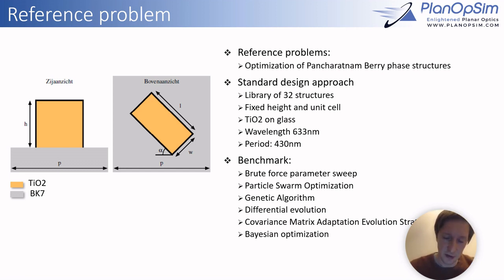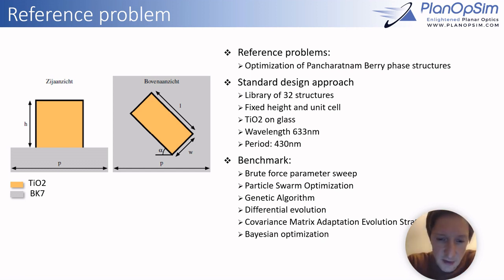We designed these structures in 32 different phase levels. This is an arbitrary choice for the benchmark problem here. We keep their unit cell size and height fixed. As a material set, we choose titanium dioxide on glass, and the wavelength is 633 nanometer. The unit cell is 430 nanometer in size, and we solve this design challenge using different algorithms.